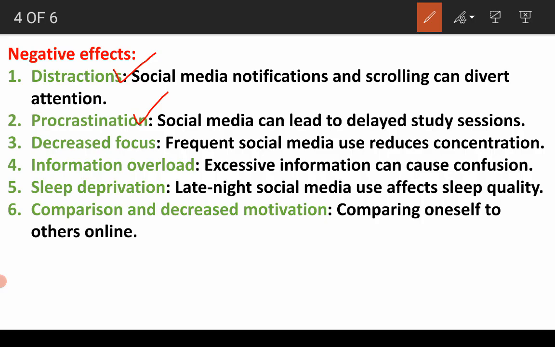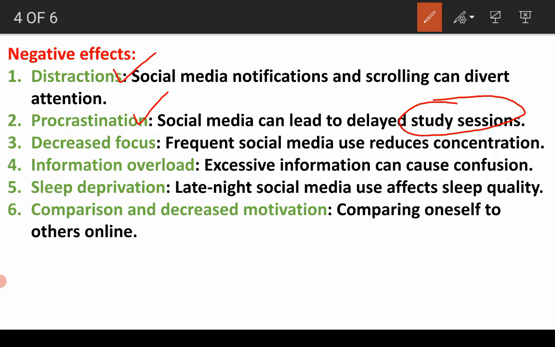Another one is what we call procrastination. The word procrastination simply means delay to do something. Sometimes social media can lead to delayed study sessions. You are busy on your phone, texting, viewing, comparing yourself with others, looking at people's pictures on Facebook, or looking at what people are doing on other platforms such as Instagram. That would make you postpone your studies. As a result, you waste time texting, chatting, doing things that waste a lot of your time.